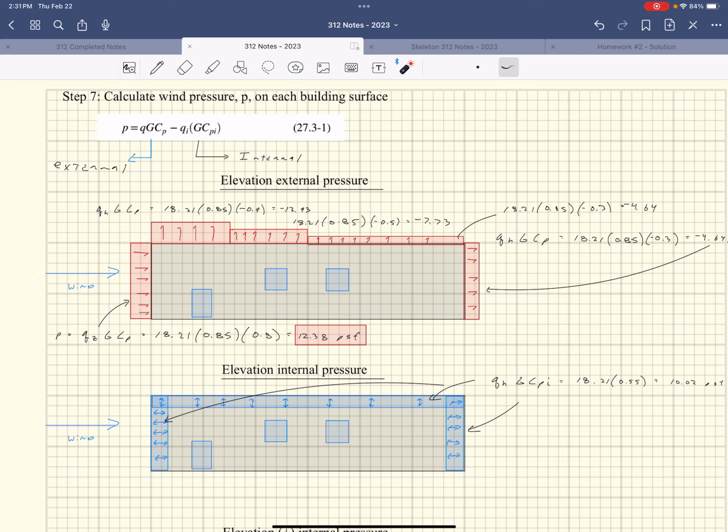I'm looking at the windward wall. I'm going to use the QZ value, which in our case is just one of them. QZ times G, which is 0.8. So 18.21 is what we calculated for QZ.